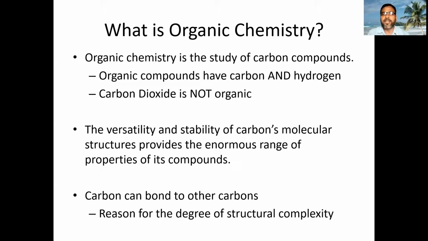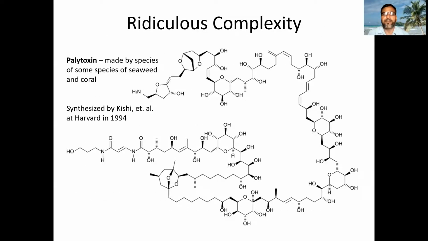Now, the versatility and stability of carbon's molecular structure provides the enormous range of properties of its compounds. My friend, carbon can bond to other carbons. This is the reason for the degree of structural complexity. Now, friends, ridiculous complexity. I will show you a very big molecule. Why is it big? Because the number of carbons, hydrogens, oxygens, stereogenic centers, double bonds, nitrogens, and functional groups are all present in this molecule.